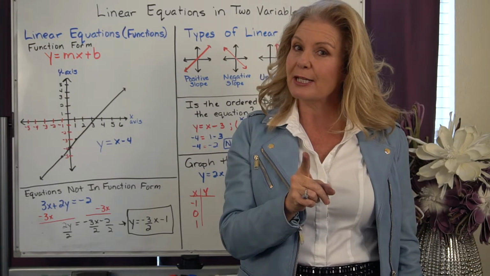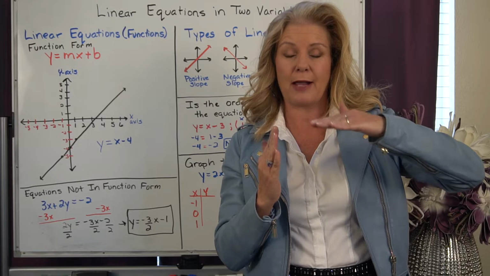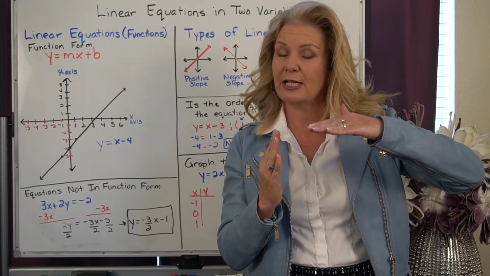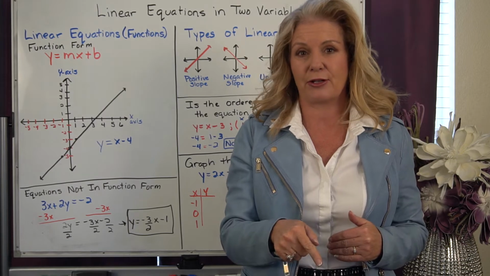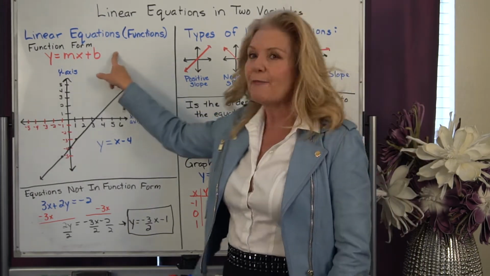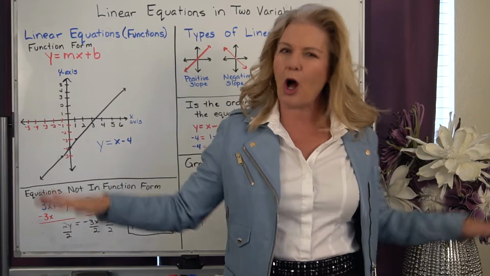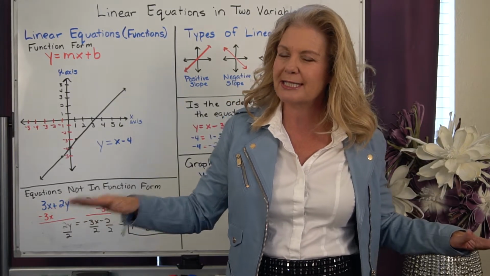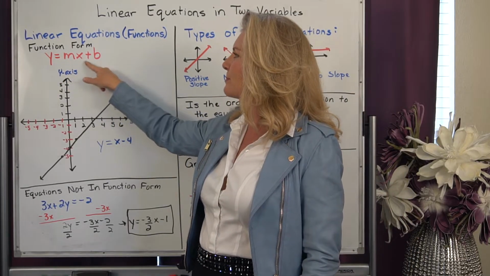Now, there's always a relationship between my x value and my y value on that coordinate plane for that equation. Therefore, every linear equation is a function. So we have what's called function form for linear equations. It's the way we always want to write linear equations. And that form is simply y = mx + b.